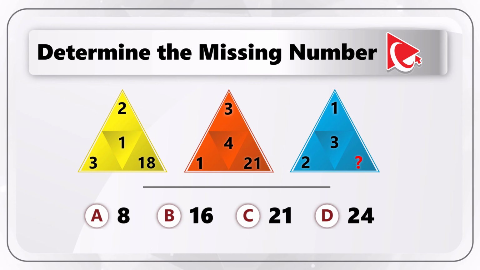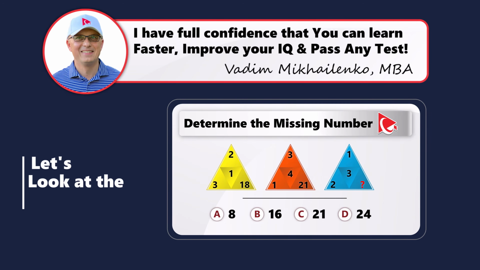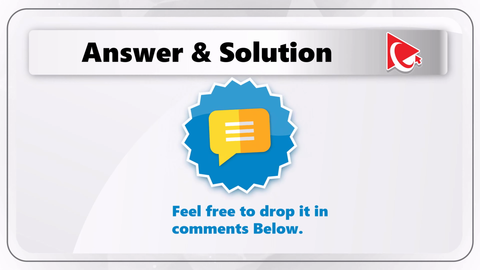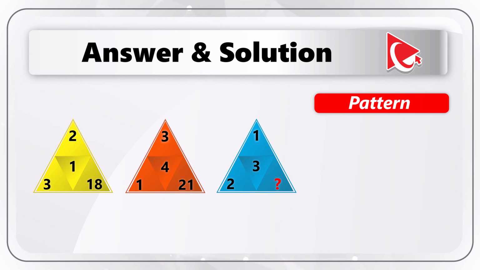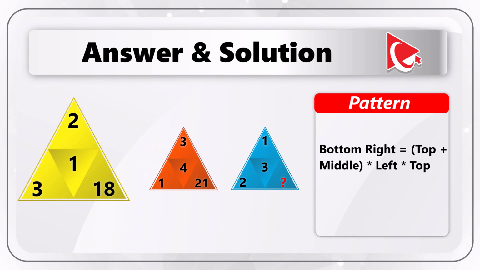Are you ready? Give yourself enough time, maybe pause this video, if you need to determine the solution. On my end, I got my answer, and I am excited to share with you my problem-solving strategies. So let's go ahead and learn the solution together. And if you have a genius move up your sleeve, make sure to share it in comments. As you might have guessed, the first step here is to determine the pattern. So in this particular pattern, the bottom right number is calculated as the sum of the top and middle numbers multiplied by the left and by the top number.